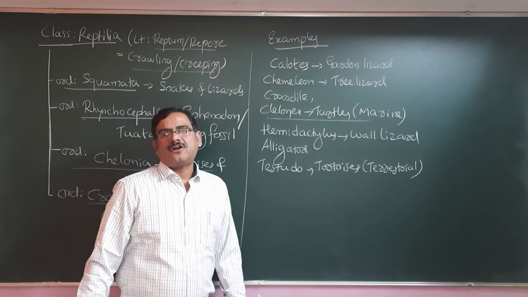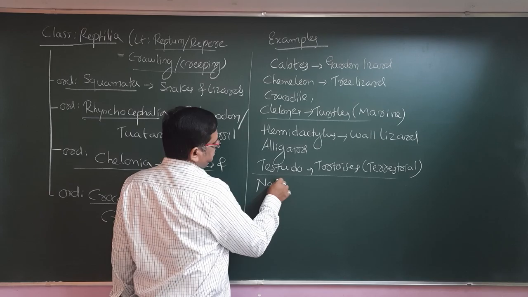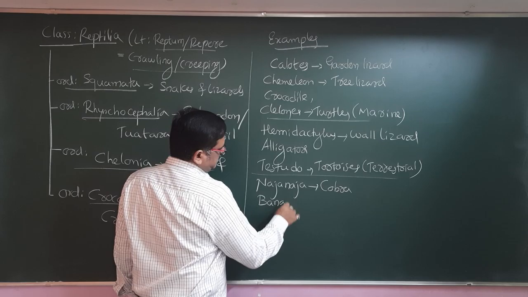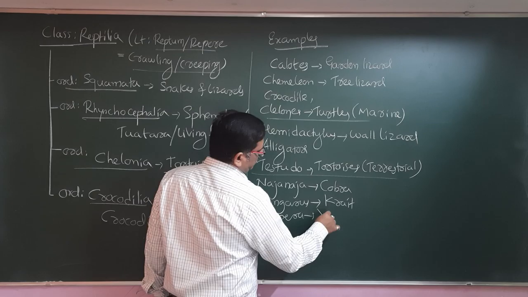Then the next example is Naja naja, the poisonous snake, cobra. There is one more, Bungarus, also poisonous, also known as the krait. Then Vipera, also known as viper. So these are poisonous snakes.